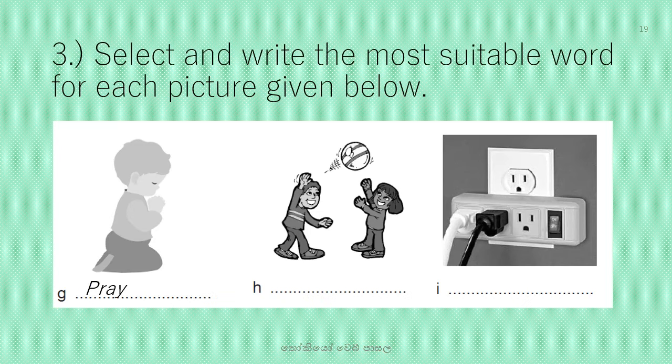So we can write it as pray. What are the kids in picture H doing? They are playing. So we have to write play. We have to choose from the given words. So it is play. And what is I? This we always use. It is a plug. So pray, play and plug.